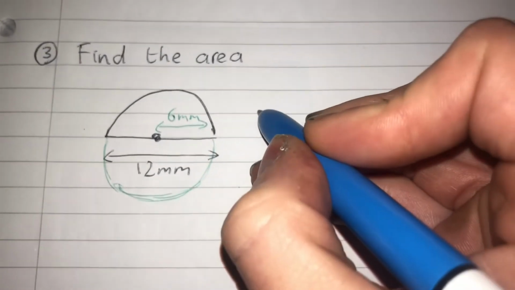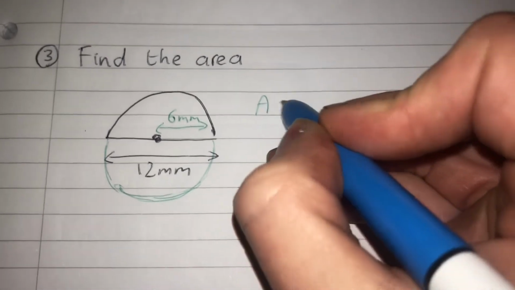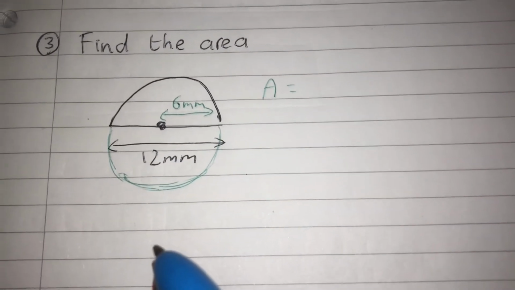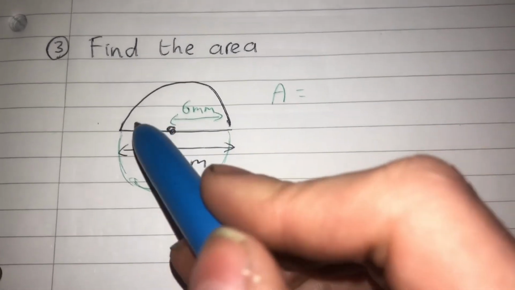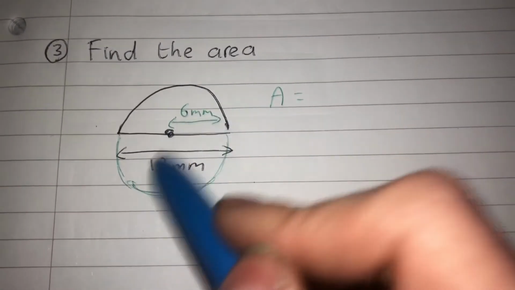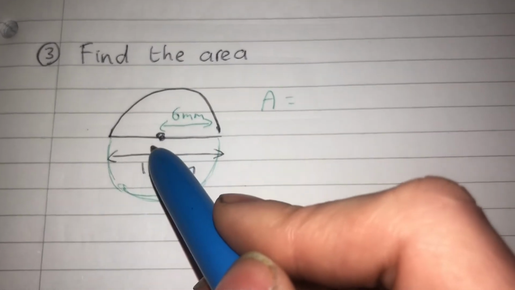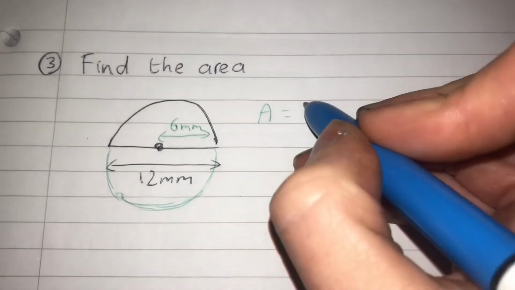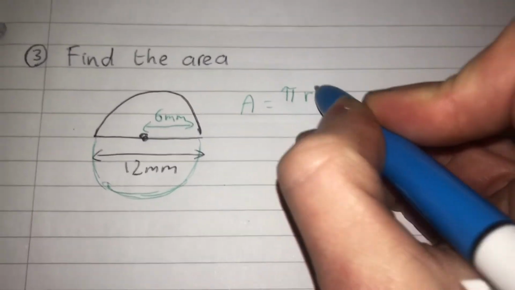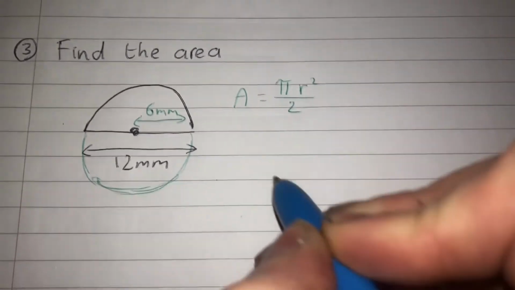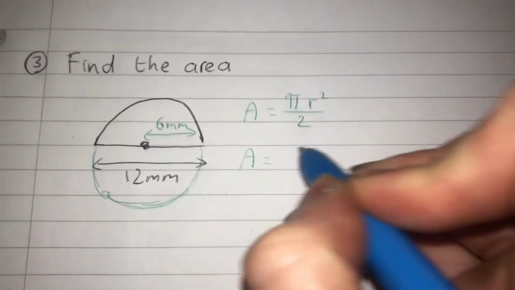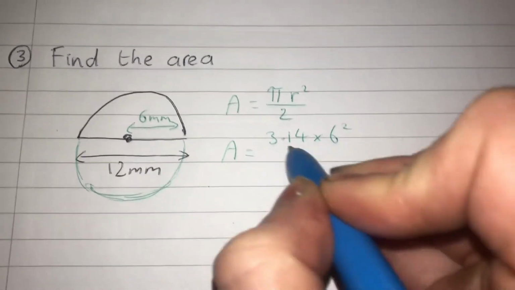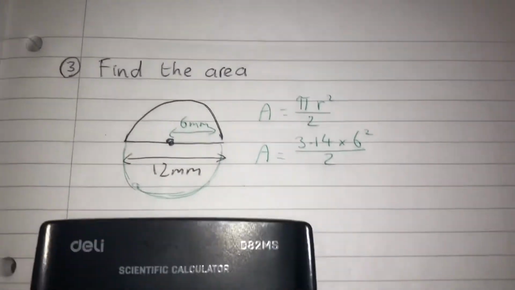After that, substitute in our values, but also remember with a semicircle, if I just use A equals pi r squared on its own, that is only giving me the full circle. I want half the circle. So if we're getting the full circle and we want half of it, simply divide it by 2. So what we're actually doing is pi r squared divided by 2. Substitute in our values, so 3.14 for pi times 6 squared, all divided by 2.